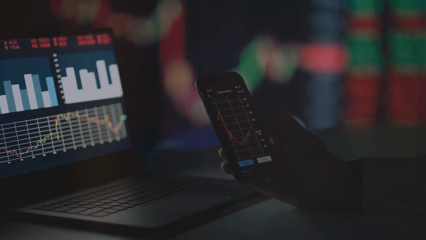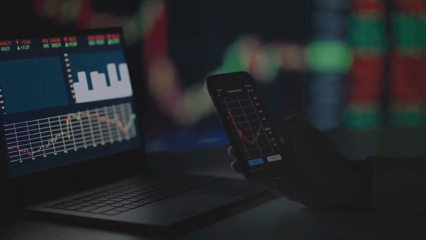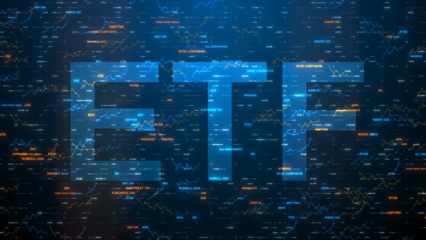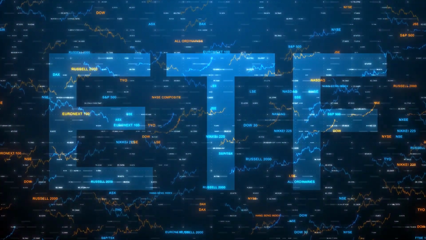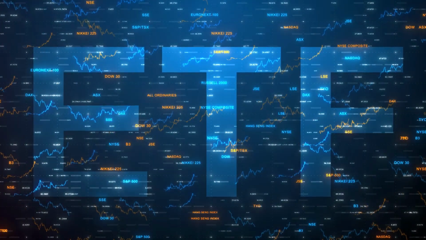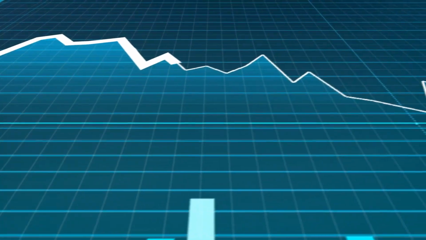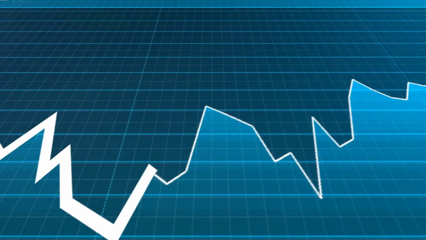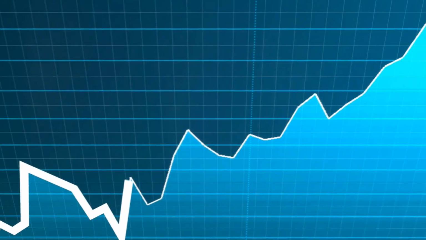Once you've determined your risk tolerance and investment goals, you can begin selecting specific investments. A common approach is to start with a core portfolio of broadly diversified investments, such as index funds or exchange-traded funds, often referred to as ETFs, that track major market indices. These funds provide instant diversification across hundreds or even thousands of stocks or bonds, making them a cost-effective way to build a solid foundation for your portfolio.